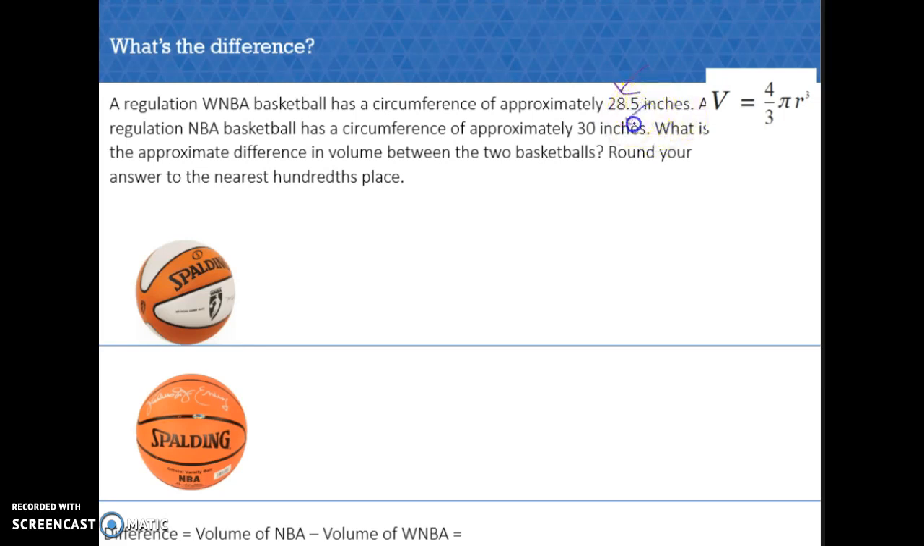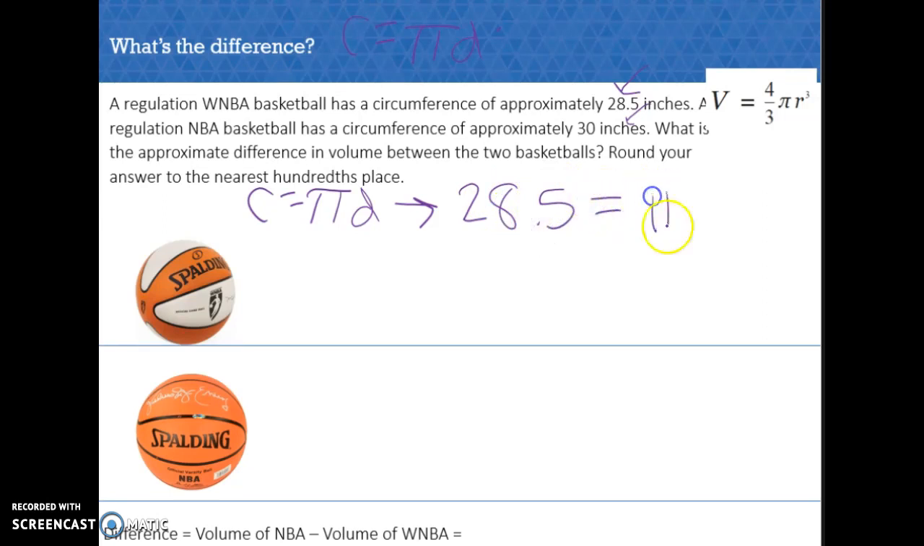So you need to work backwards on this one because they give you the circumference. Remember, circumference is equal to pi times the diameter. So let's look at the WNBA. Circumference equals pi times the diameter. Well, the circumference is 28.5. That's equal to pi times the diameter. Let's figure out what the diameter is because we need to know the diameter to find the radius, and then we need the radius for the volume.